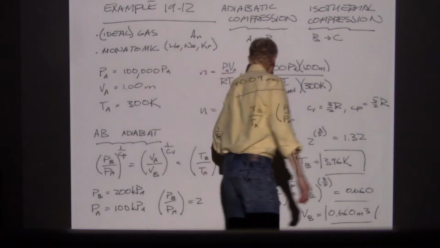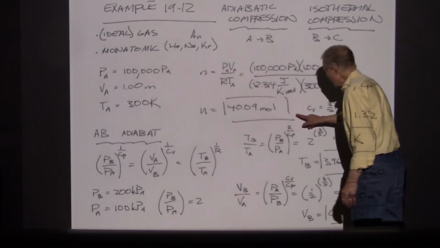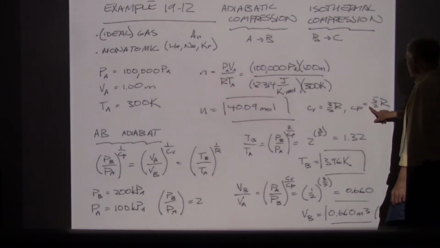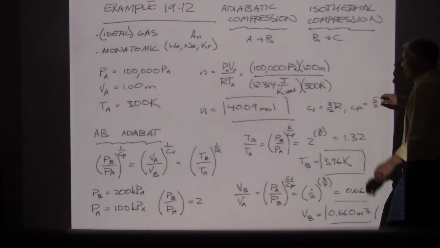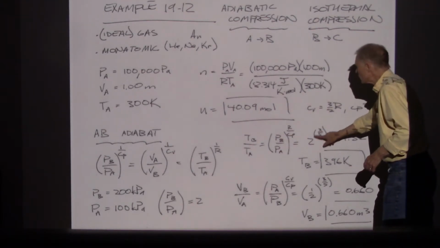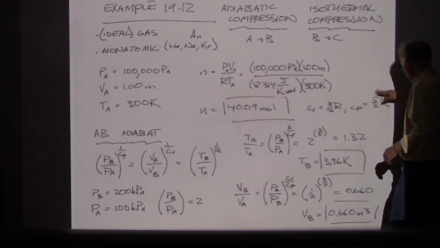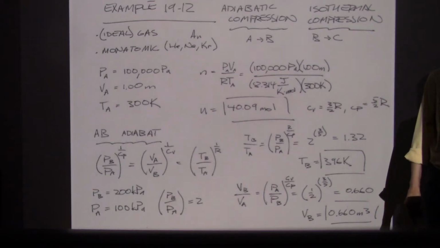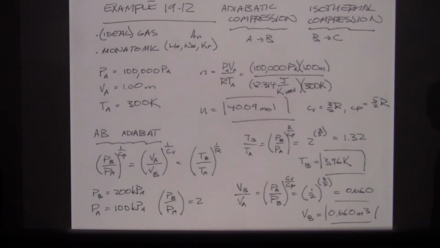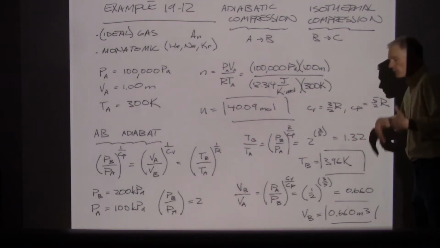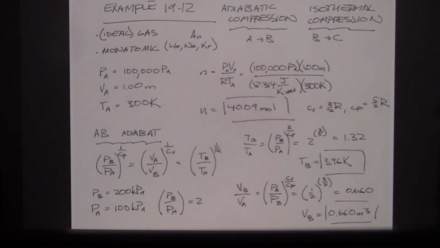So TB over TA is equal to PB over PA, R over CP. And remember, for our monatomic gas, the CP is 5/2 R. The R's cancel out, and what that says is it's this ratio of 2 to the 2/5 power. This gets flipped. And so the absolute temperature will go up by a factor of 1.32. Now we started at 300 kelvins. When I multiply that by 1.32, I get 396. There it is. There is the temperature at point B.